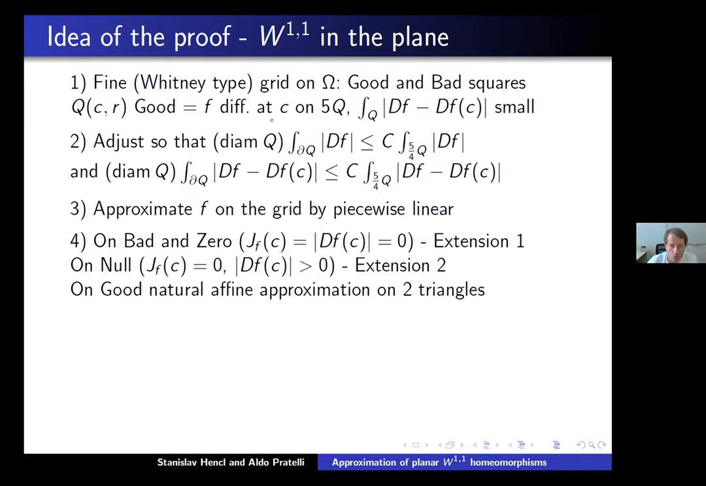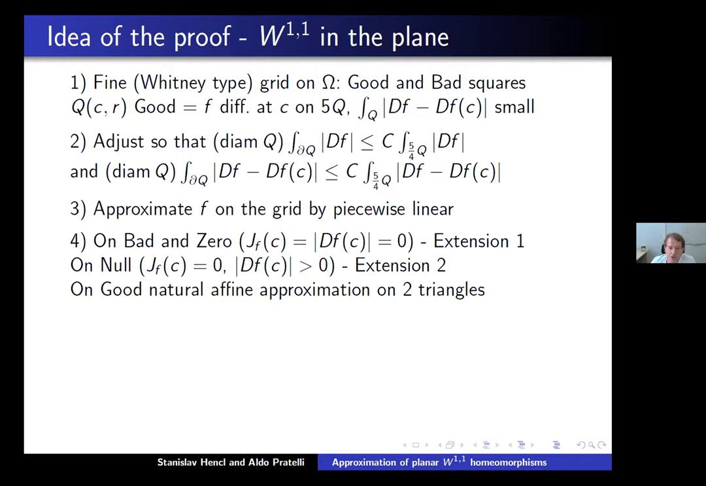Perfect. So what we do now is that on bad cubes, we use extension theorem one. So now we already have a piecewise linear mapping on the boundary, and we extend it as piecewise linear inside, and the integral of the derivative inside is controlled by the boundary datum. If we are on good cubes where the derivative vanishes, we use the same extension procedure. If we are on good cubes where the Jacobian vanishes, but the norm of the derivative is positive, that was the 1001 case, then we use extension theorem 2.